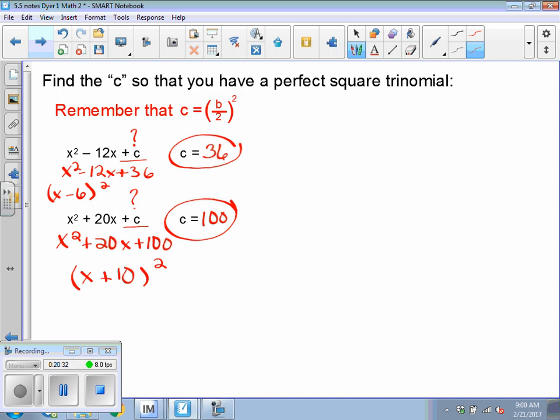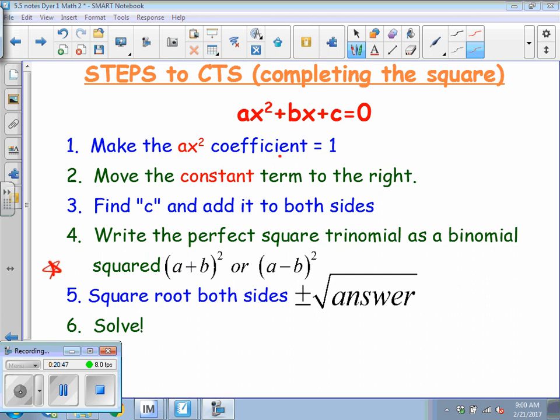Okay? Now, on the next page is the actual formal steps to completing the square. Now, we've already actually done it. We've completed those steps. So if you're a person that likes to have these steps written down, then write these steps down. Now, I have this equal to 0, but that could be equal to anything. It just has to be equal to another constant, another number.